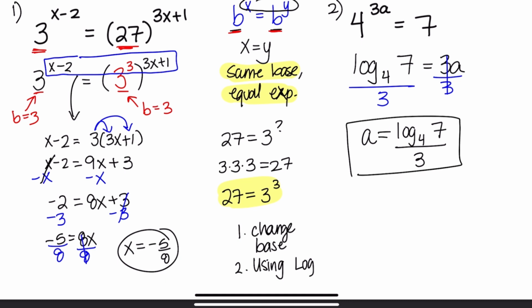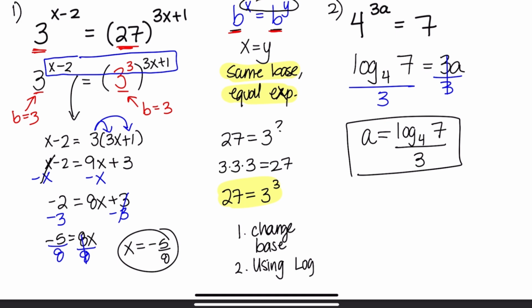And that's it. We have isolated our variable and got it alone. a does in fact equal log base 4 of 7 divided by 3. If you want to go further and put this in your calculator to evaluate what log base 4 of 7 divided by 3 is in decimal form, you can do so as well.